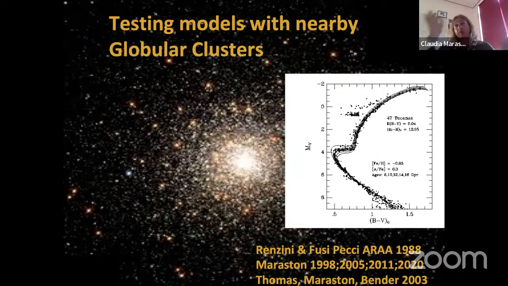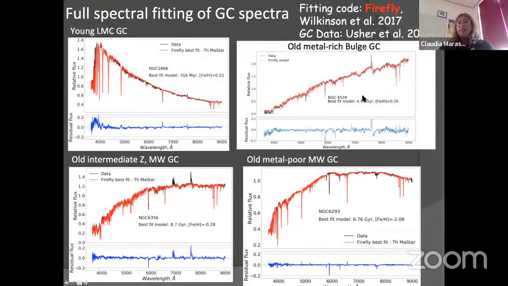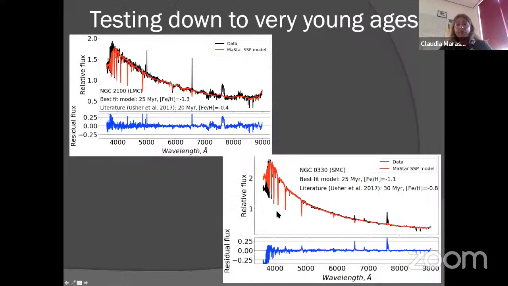So in principle, if you have the spectrum of a globular cluster, and you know the age from the resolved color magnitude diagram, and for this exercise you only want nearby globular clusters, you can derive ages and metallicity independent of the model, and then constrain whether the model is giving you the right answer. In this 2020 paper, we did this exercise with our latest models, down to very young ages, as young as 20 million years.